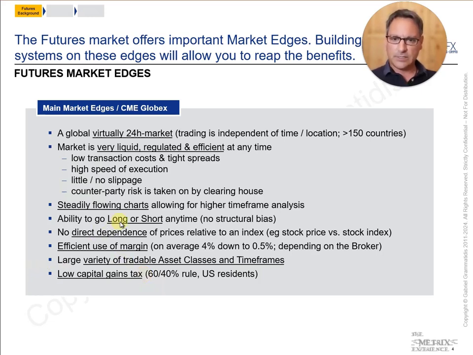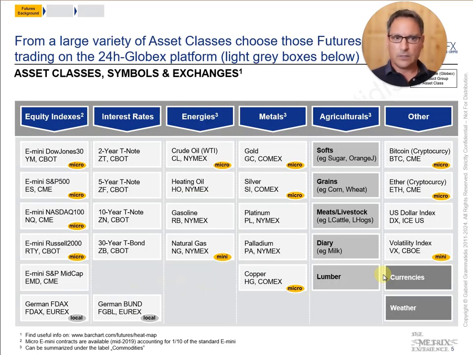Now, another advantage for US residents is that you have low capital gains tax when you trade futures, the 60-40 rule. So just a quick overview. I'm not going into detail here. These are the symbols, the futures symbols we trade here.